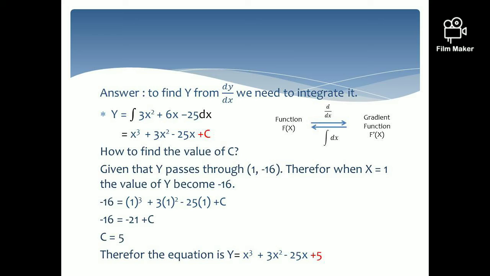Then how do we find this value of c? They have given us that the curve y passes through the coordinate 1, minus 16. That means when the x coordinate is 1, you should receive the y answer as minus 16. Therefore, you can write minus 16 equals 1 to the power 3 plus 3 times 1 to the power 2 minus 25 times 1 plus c. If you simplify this, you will receive c as 5. That means the equation y is x cube plus 3x squared minus 25x plus 5. Hopefully you can understand how to find the value of c in an integration problem.